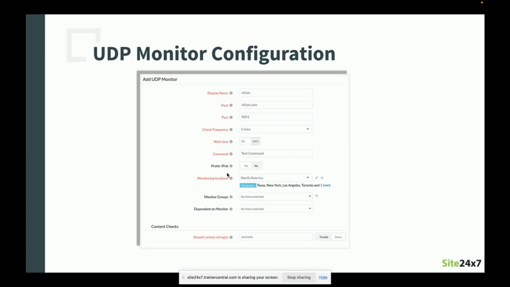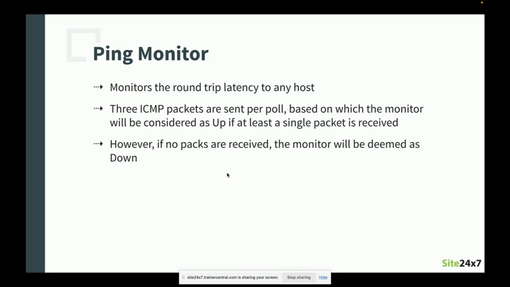And moving on to ping monitor. Ping monitor is to monitor the round trip latency to any host. So you get to check the availability of any server or any device using this ping monitor. You can just configure the IP or host, and you can monitor it from an internal location, that is a poller, or from global locations to check if they are available or not.